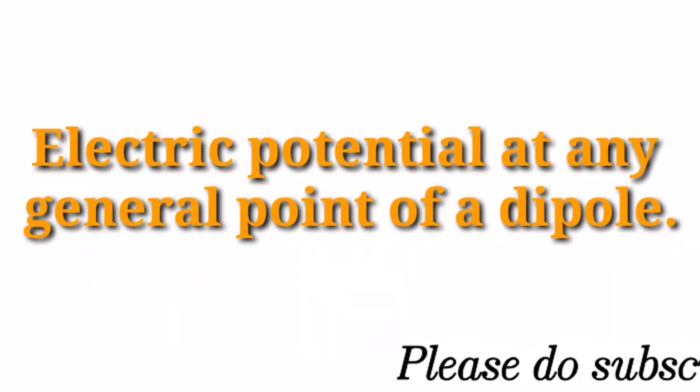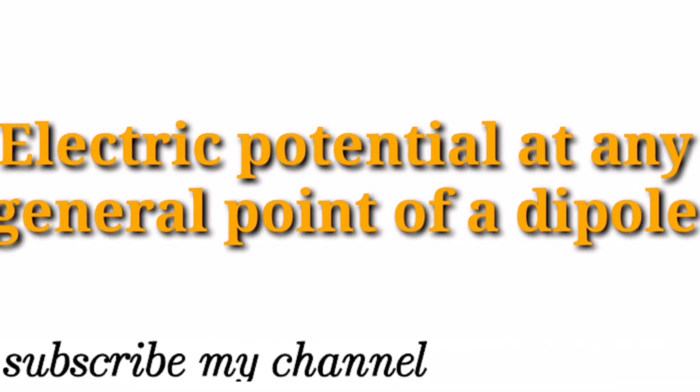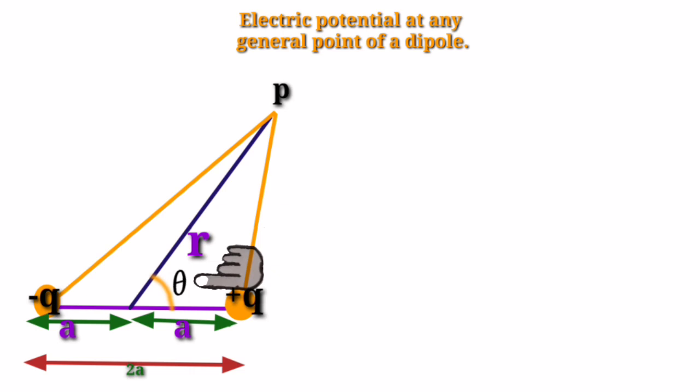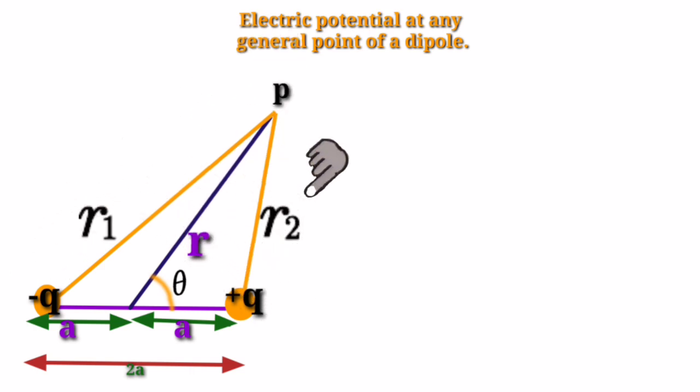Now, we are going to derive the expression of electric potential at any general point which is at a distance r from the center of the dipole. We consider a dipole of length 2a. We have to find the electric potential at point P, which is a general point and which is at a distance r from the center of this dipole. If we join a line between the point P and the center of the dipole, then the line makes an angle theta with the dipole moment. The distances of the point P from minus q and plus q charge are small r1 and small r2 respectively.